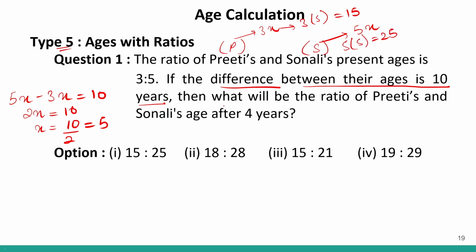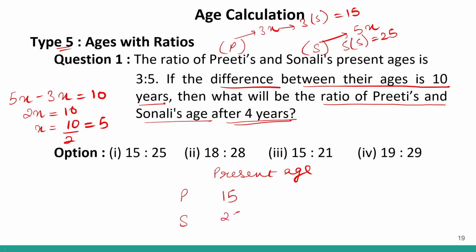Now, in the question we are asked what will be the ratio of Preeti's age and Sonali's age after 4 years. So the present age of Preeti and Sonali is how much? 15 and 25. So after 4 years, that means plus 4 and plus 4, their ages will be 19 and 29. So the ratio will be 19:29, which is given in option number 4. So option number 4 will be your correct answer to this question.